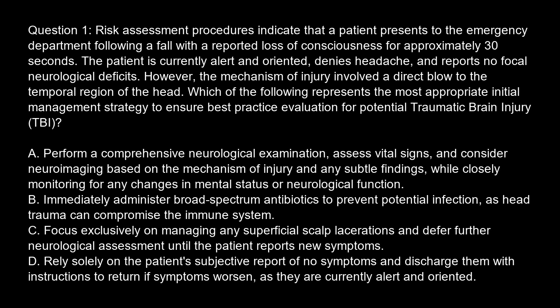Which of the following represents the most appropriate initial management strategy to ensure best practice evaluation for potential traumatic brain injury, TBI? Option A. Perform a comprehensive neurological examination, assess vital signs, and consider neuroimaging based on the mechanism of injury and any subtle findings, while closely monitoring for any changes in mental status or neurological function.